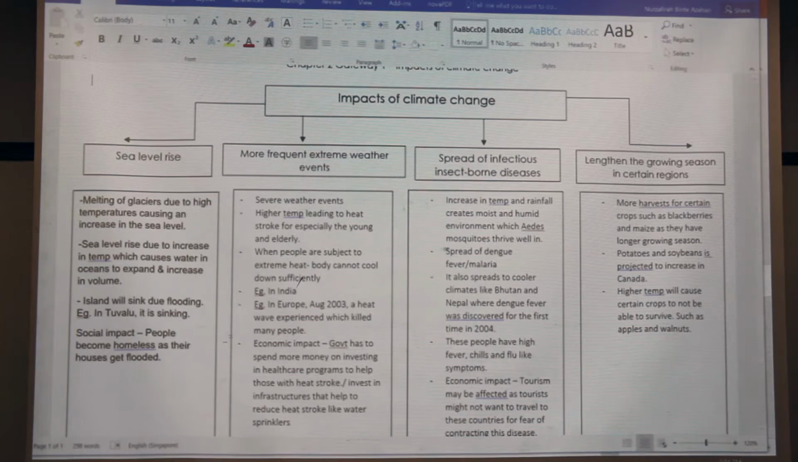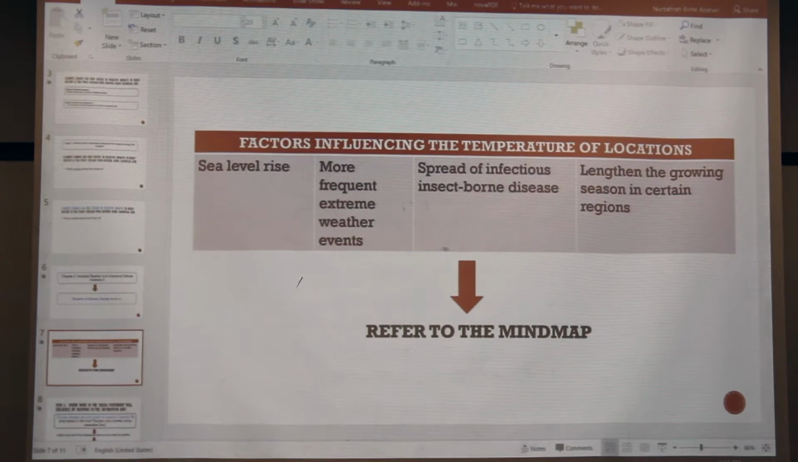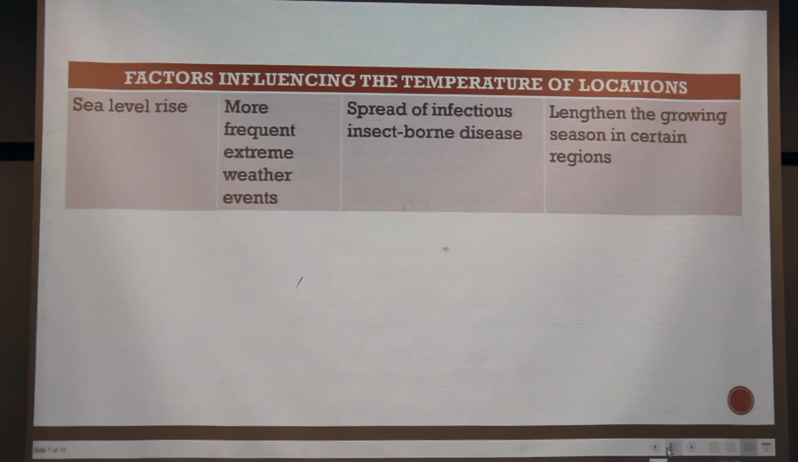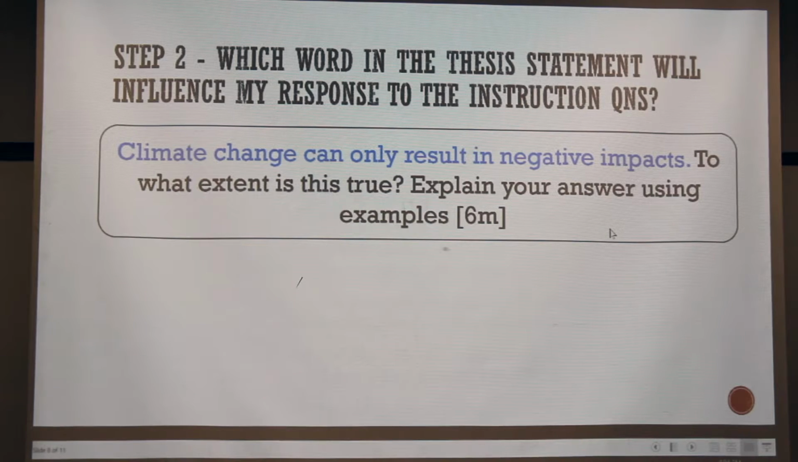Okay, let's look at the 4 factors. This one is from the textbook. I copied from the textbook. Step 2: if you look at your steps for answering, the second step is to look at which words in the thesis statement will influence how you write your answer. When I say thesis statement, I'm referring to the blue colored words. Which one is very important? It will tell you what your other factor should be. Negative impact. Okay, probably.